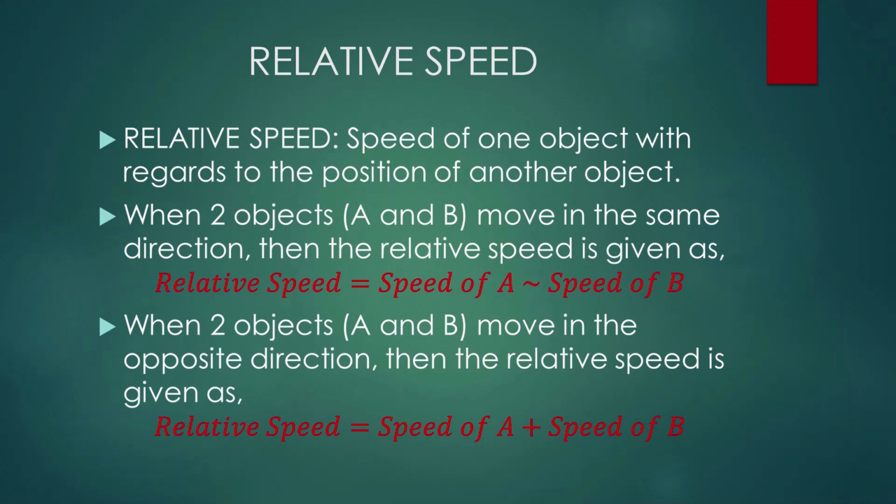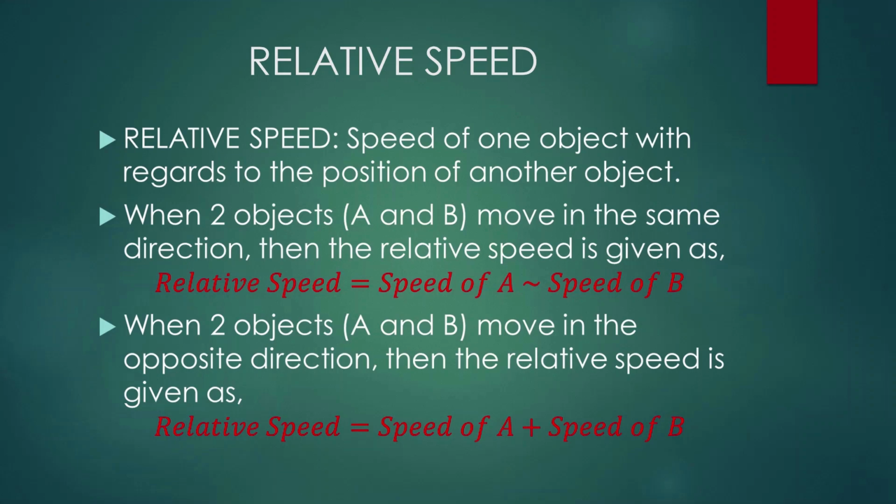When two objects move in the same direction, the relative speed can be defined as speed of first object minus speed of second object. Here, whichever object has the larger speed can be used as the first entity. When two objects move in the opposite direction, as given in case 2, the relative speed becomes additive in nature. Therefore, relative speed is equal to speed of object 1 plus speed of object 2.